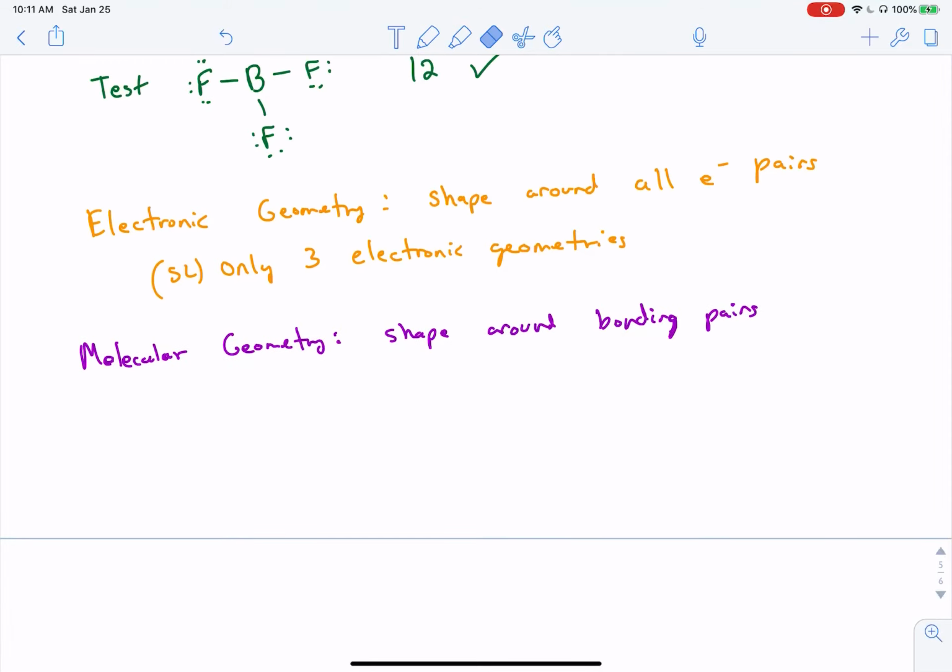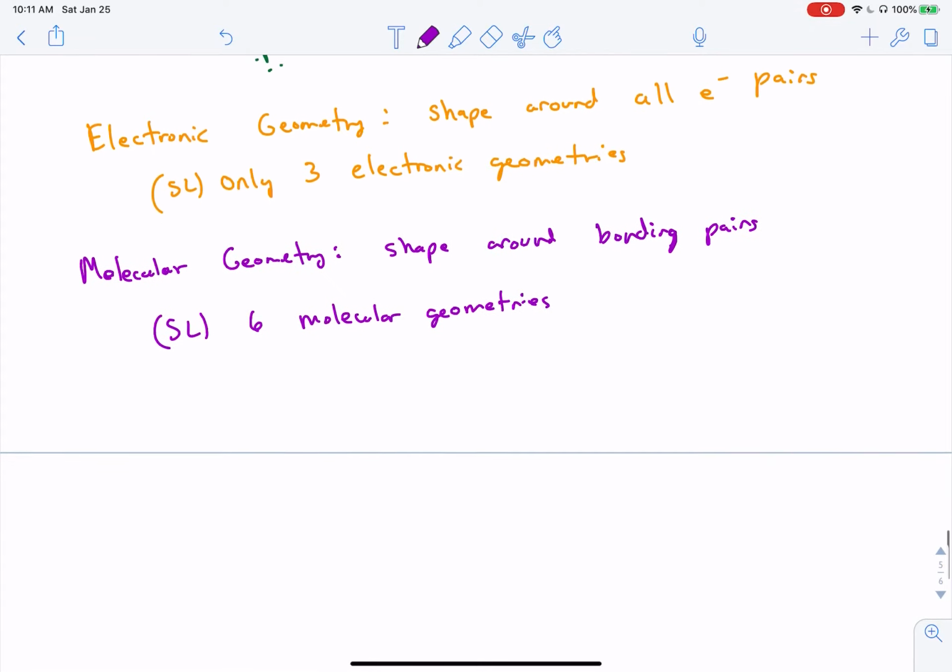So for SL, you would need to know the 3 electronic geometries, because they could be molecular. And so you need to know 6 molecular geometries. That's including the 3 electronic. The 3 are already in the 6 table, because there's an overlap of molecular and electronic geometries. So it's just 6.